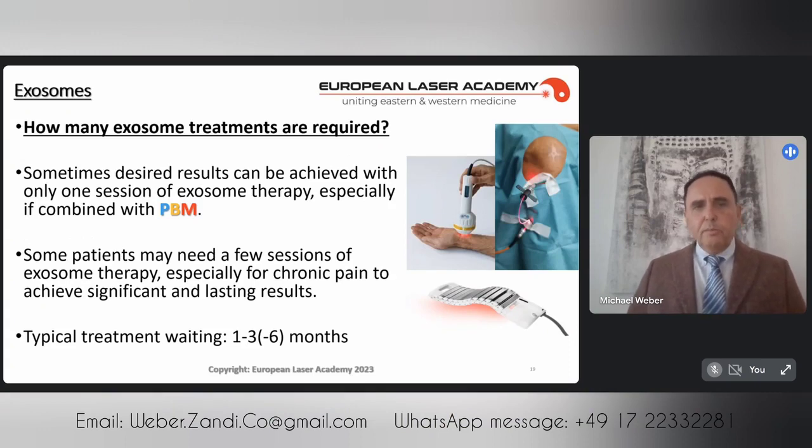How many exosome treatments are required? Well, it depends very much on the quality of the exosomes. Poor quality exosomes, you have to repeat maybe 6 to 10 times to get good clinical results. High quality exosomes in combination with photomedicine, you see there the different ways of photomedicine, will boost the effectiveness. And in many situations, after days already, I usually calm down the expectations of the patients and say, after 4 to 6 weeks, you will see the clinical results of the exosomes, especially if you combine with photomedicine.